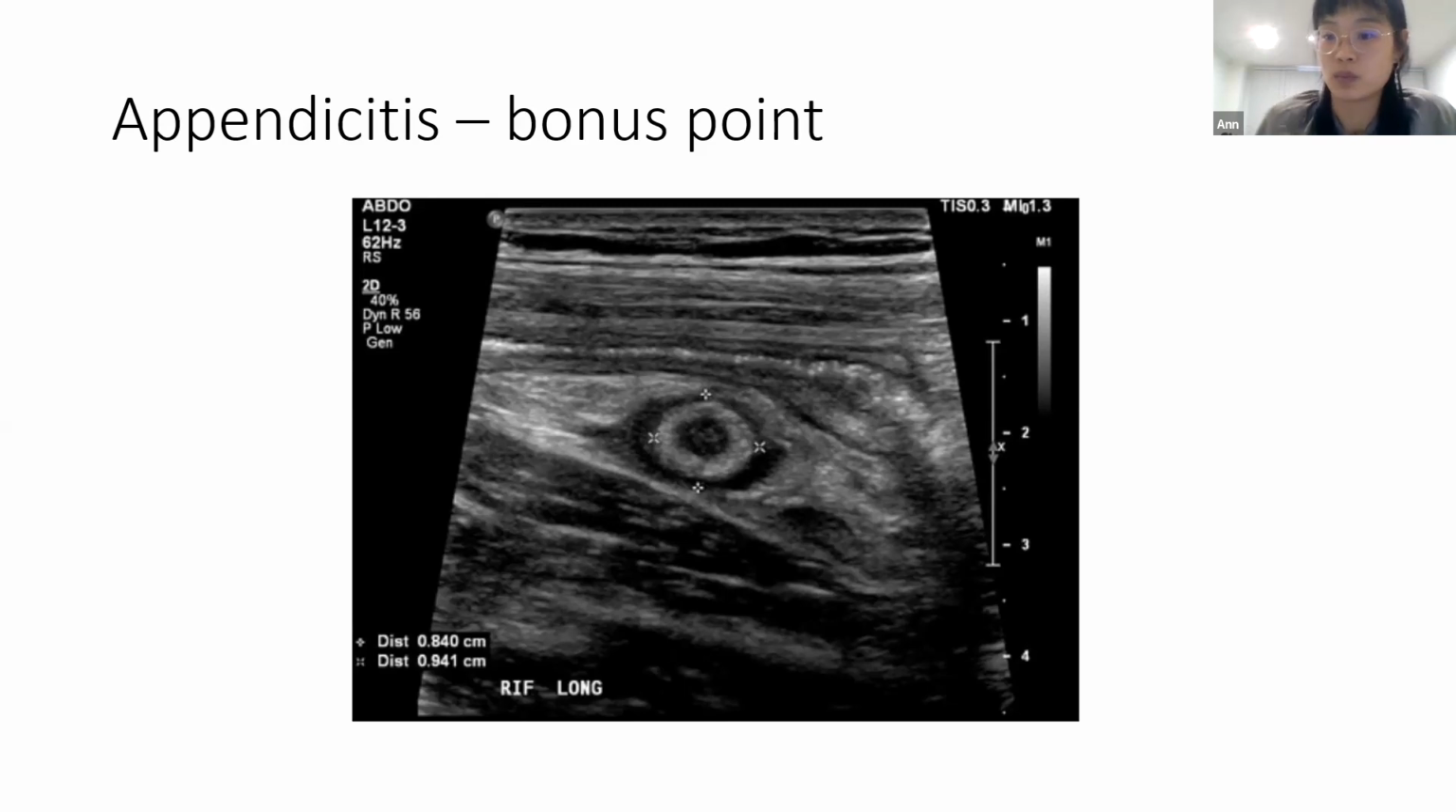So this one is a, let's go back. Aptly named target sign because it's an axial section of the inflamed appendix. So what you see is thickening of the wall.